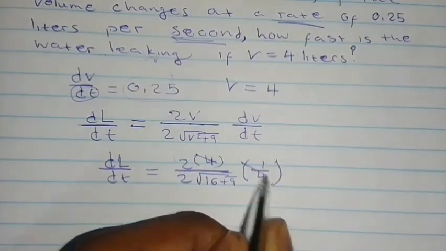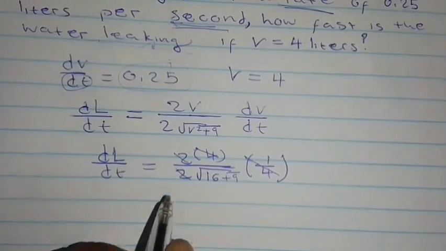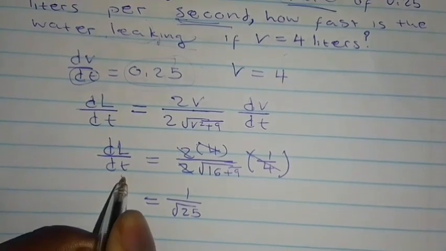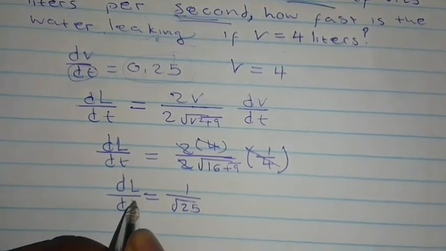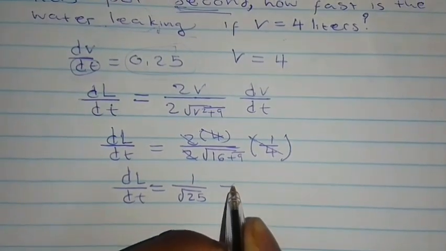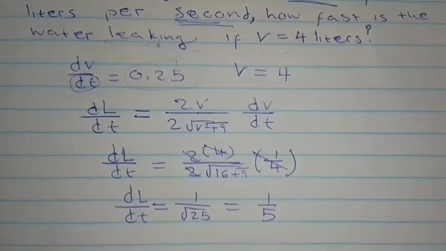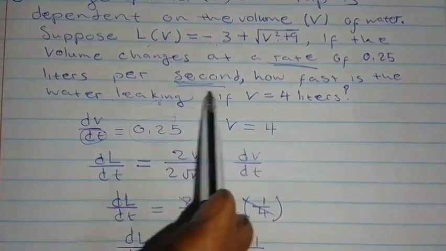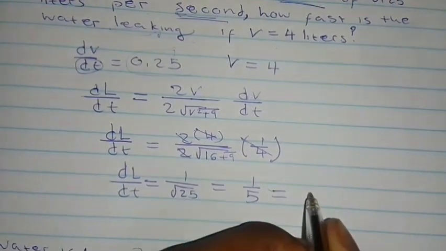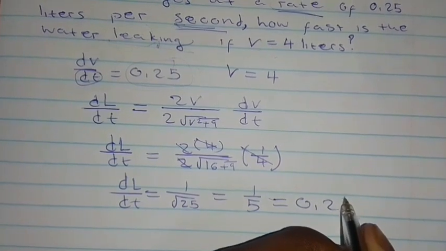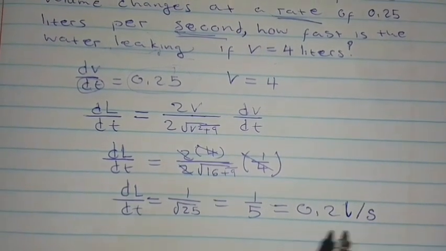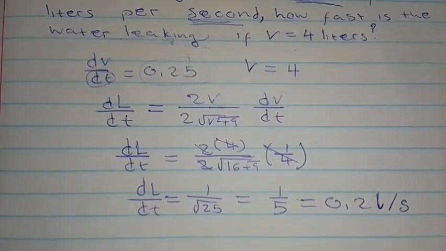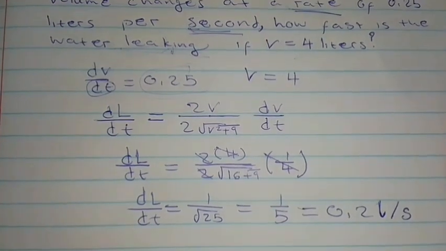Now, the 4 and 1 over 4 will cancel. The 2 and the 2 will cancel. And then you're going to have 1 over the square root of 25. Then you'll have dl over dt is equals to 1 over the square root of 25, which is the same as 1 over 5. So that's dl over dt. That's how you can answer this question, which you can convert to 0.2 liters per second. And that's the leakage. That's how fast the leak occurs.